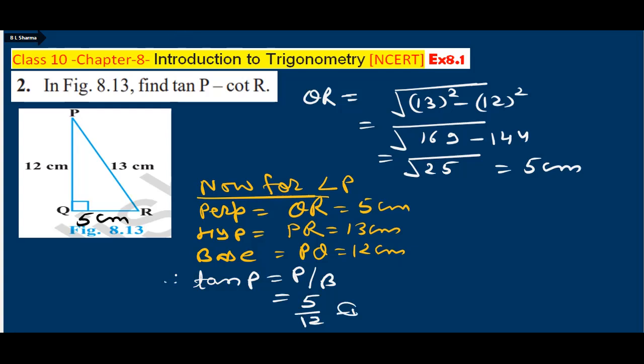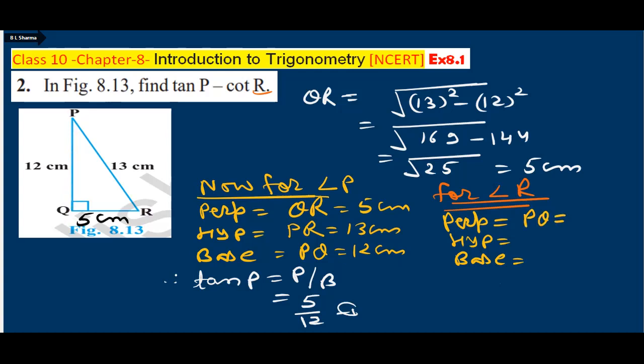Now for acute angle R. For acute angle R, we consider here. First we determine perpendicular, then hypotenuse, then base. The angle we consider here is acute angle R, and the side just opposite to it, PQ, will be the perpendicular. So perpendicular is PQ and that is 12 centimeter.